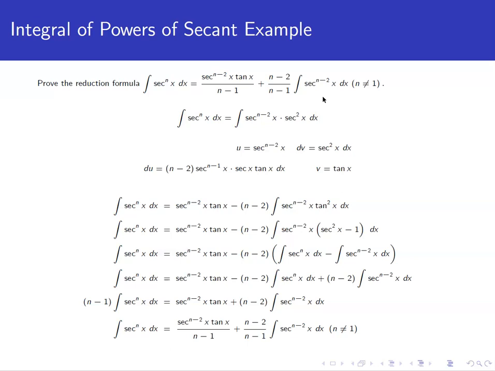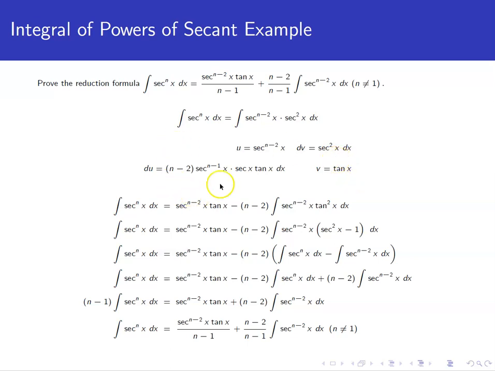All right, so the trick here is to rewrite our secant to the n as secant squared, because I know an antiderivative for that, and then left over it would be secant to the n minus 2. So since I know an antiderivative for secant squared, I'm going to let that be my dv. That means the secant to the n minus 2, x must be our u. Anti-differentiate secant squared x, we get tangent x.